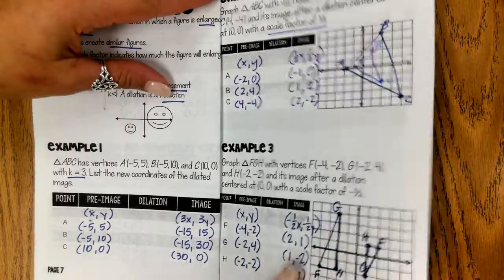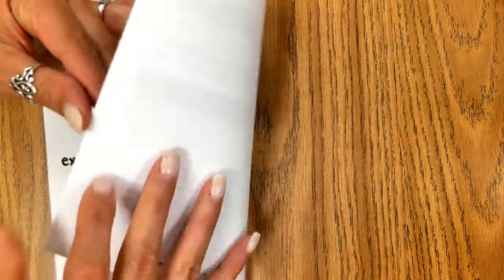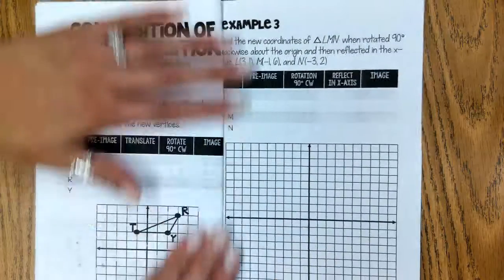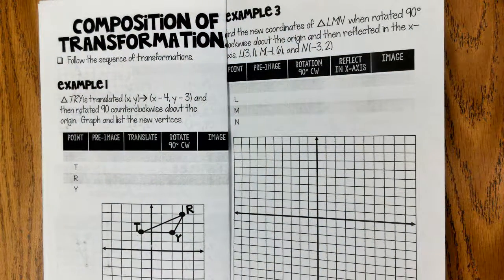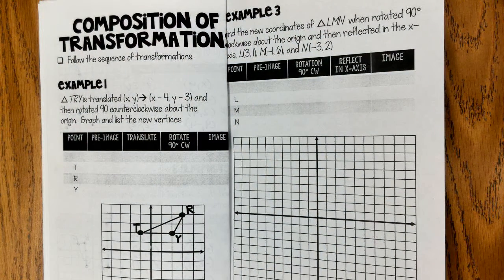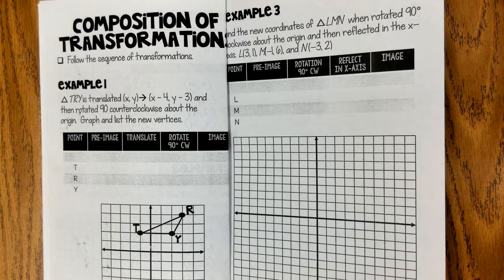So now we are moving to the last part of this, and this will be all for the rest of the day. Okay, so composition of transformations. That means whenever you're combining more than one transformation, like if it asks you to reflect and translate, or asks you to dilate and reflect. So we're just looking at how to do that.